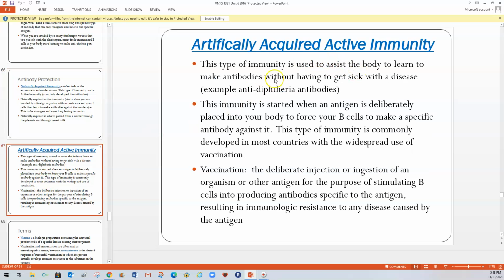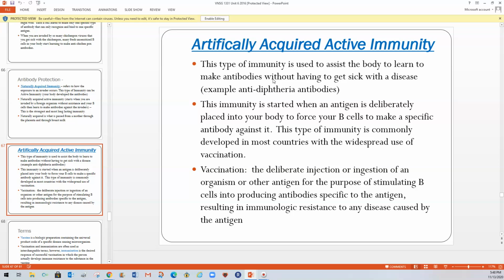Artificially acquired: this type of immunity is used to assist the body to learn to make antibodies without you being sick. So anti-diphtheria antibodies, we're hoping anti-COVID antibodies. This immunity is started when an antigen is deliberately placed into your body to force your B cells to make a specific antibody against it.